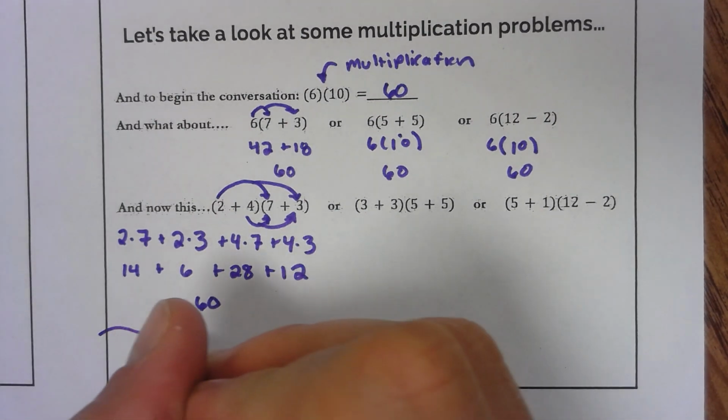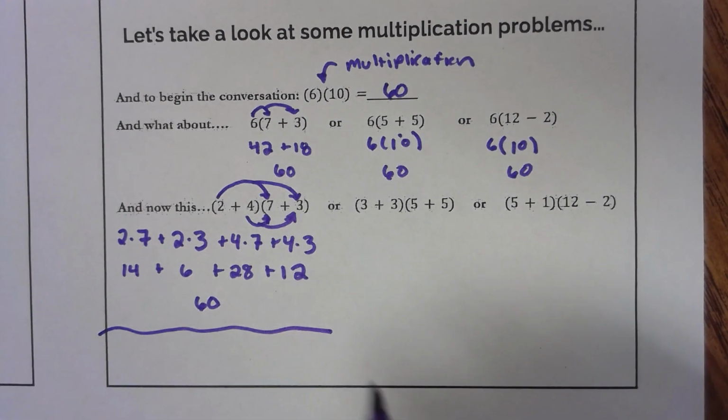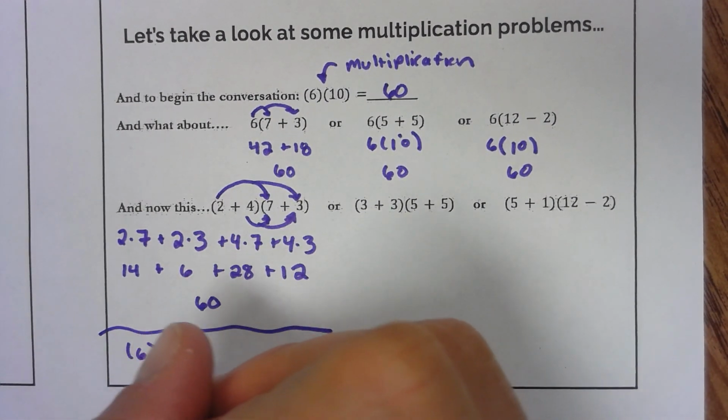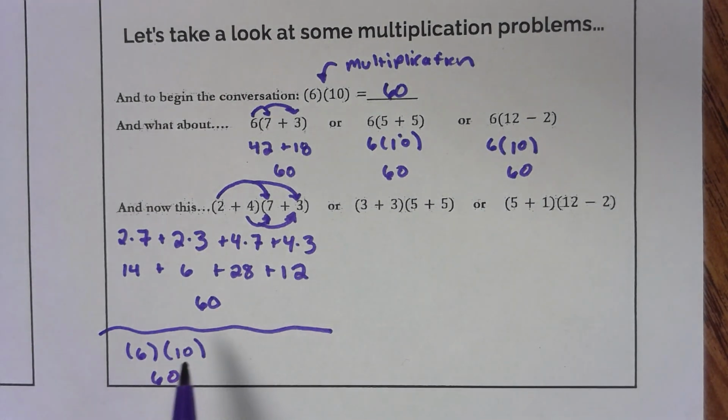Again, most likely what we would do is we would say, oh, well, inside the parentheses, I can simplify. 2 plus 4 is 6. 7 plus 3 is 10. Then 6 times 10 gets us to 60. Much easier than doing that whole kind of distributive property that we're going to investigate today.